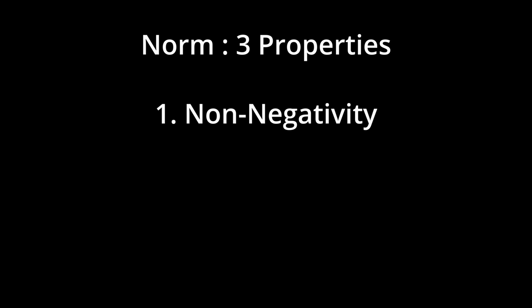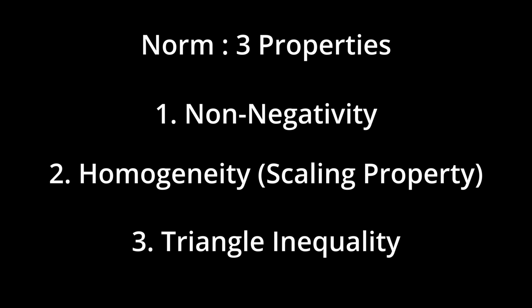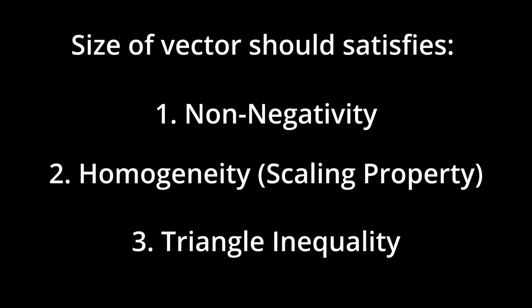But as we discussed in the last video, a norm follows three simple properties: it should never be negative, doubling a vector should double its length, and the shortest path between two points should be a straight line, which is the triangle inequality. So a real length should satisfy these things.